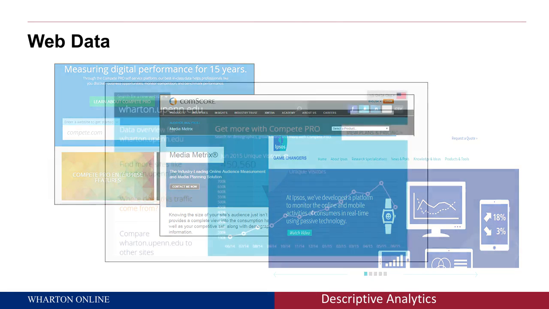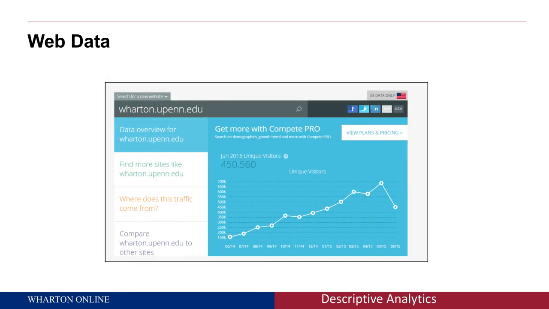What does the data stream look like? Again, I went to Compete.com and looked for the type of searches and the type of people who are coming in on the Wharton website. That's what it looks like in the last month. So it gives you information on, for instance, unique visitors and so on.